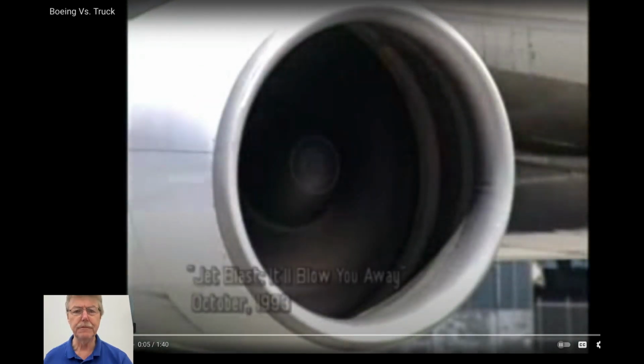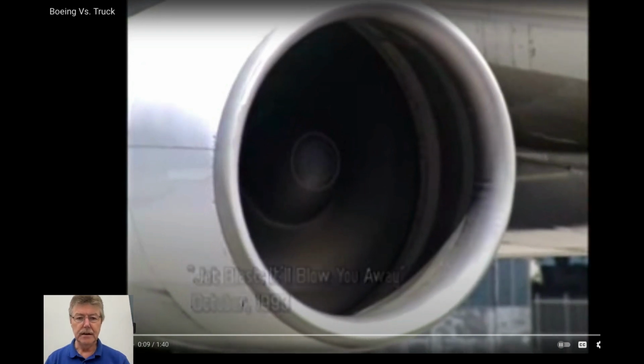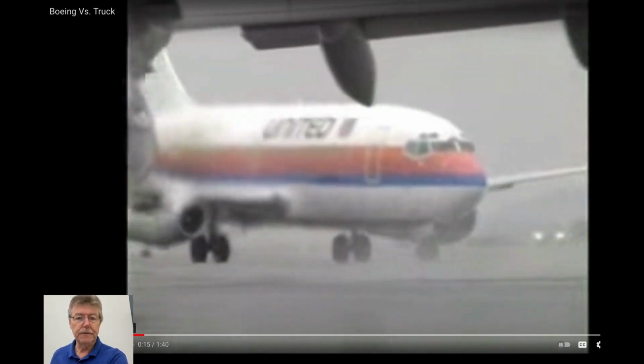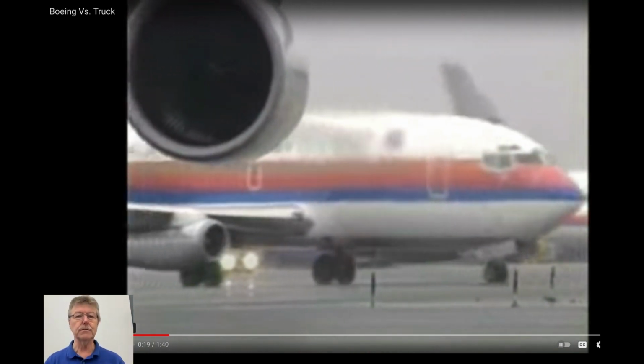Well, we've seen this one before, but in a different context. This was our 747, some jet blowing a truck off the taxiway at San Francisco Airport, a staged demonstration, of course.